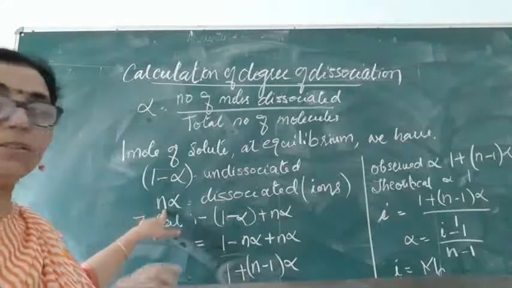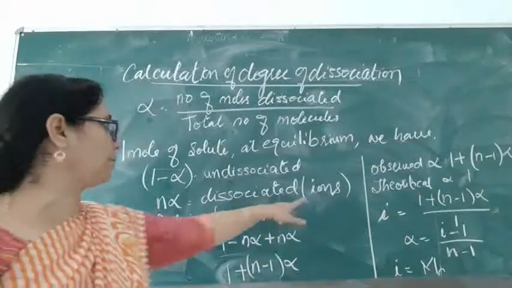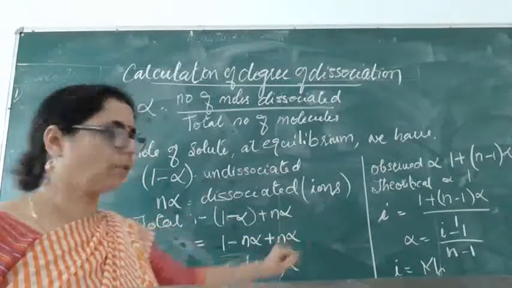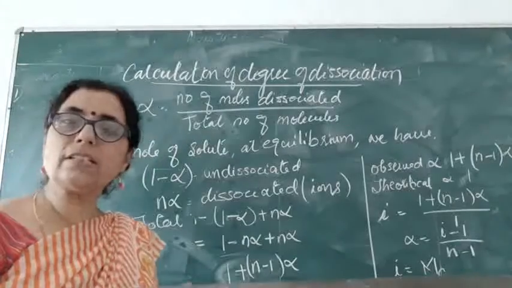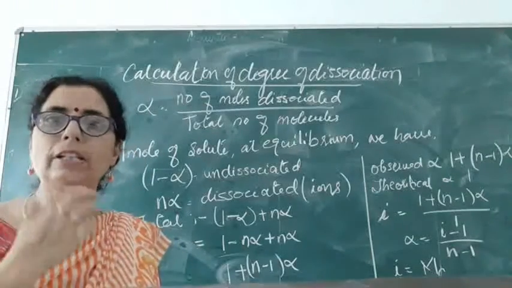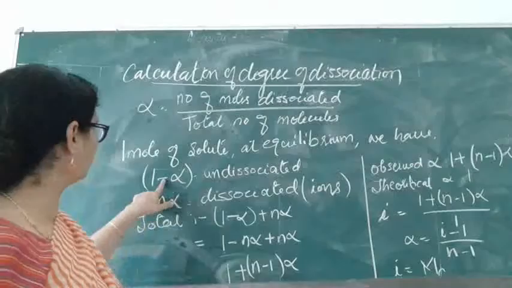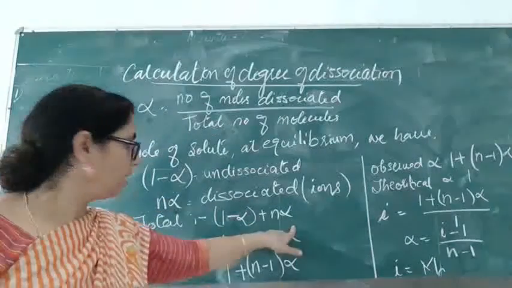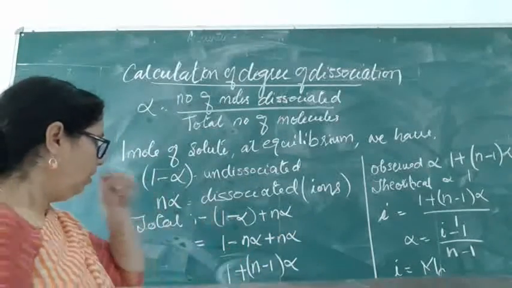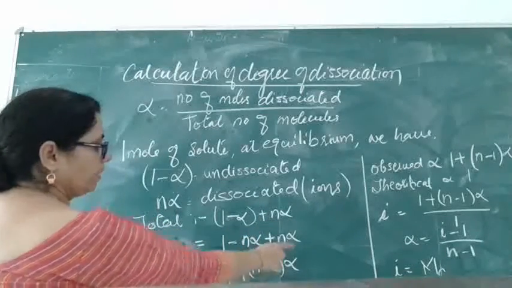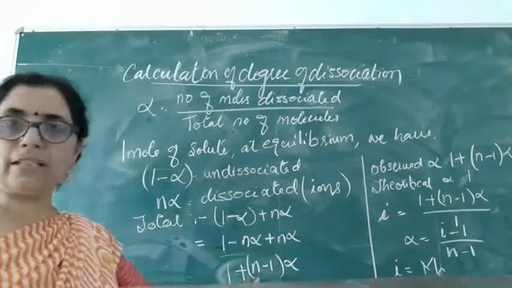So that is the total number of alpha, the dissociated ions that are present. Both the dissociated and undissociated molecules are still present in it. So we have 1 minus alpha plus n alpha. On calculating and simplifying this, we get 1 plus (n minus 1) alpha.